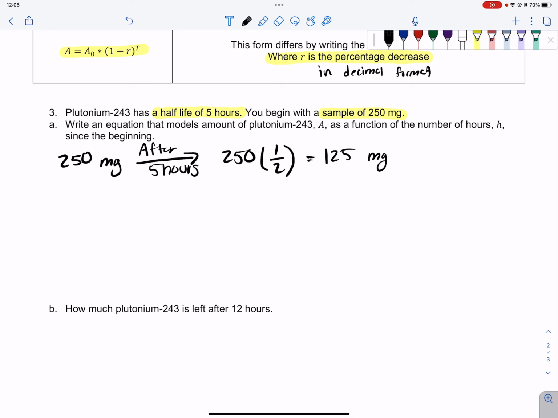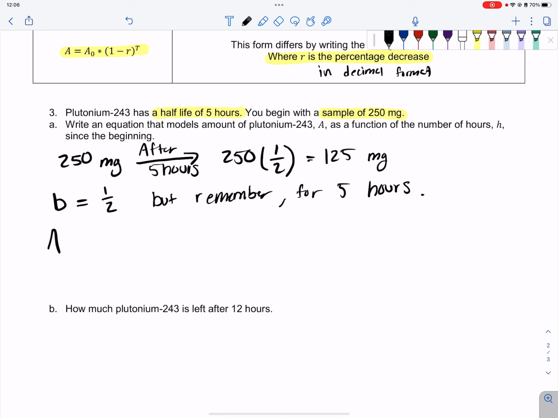Another 5 hours go by, and we have half of that amount again. So I would take 125 and multiply that by 1/2. This means that we are repeatedly multiplying by 1/2 every time 5 hours go by. So our decay factor, b, is equal to 1/2, but we need to remember that this is for a 5-hour time period. We also know we started with 250 milligrams. So our initial amount, A0, is equal to 250.